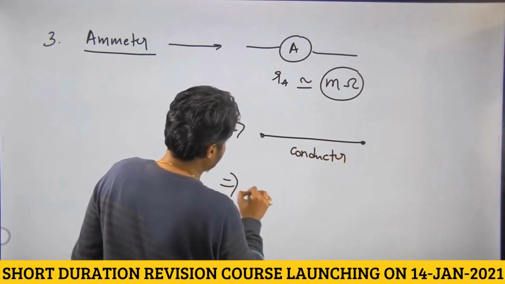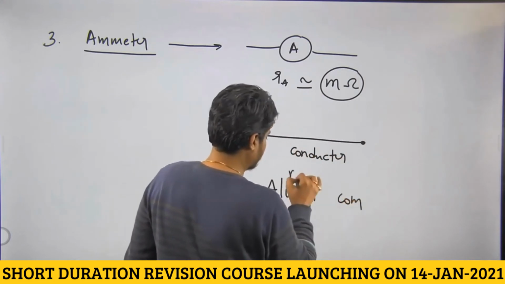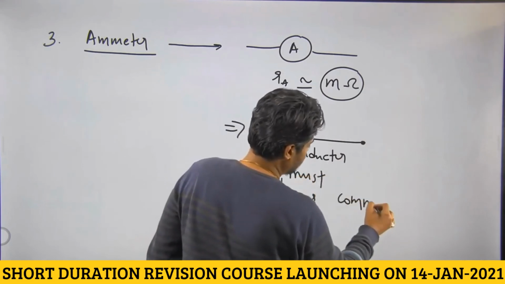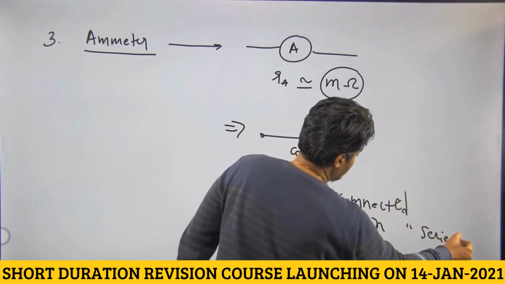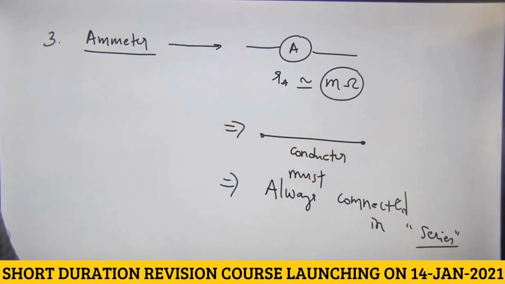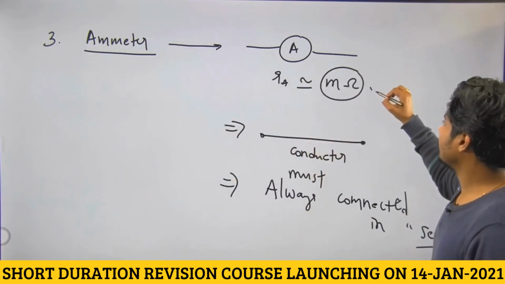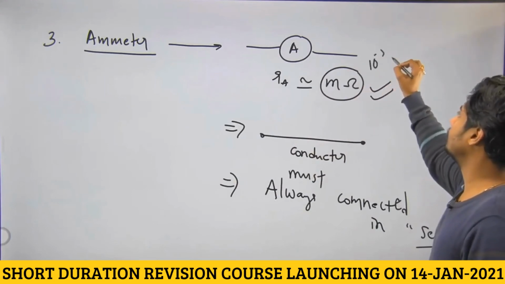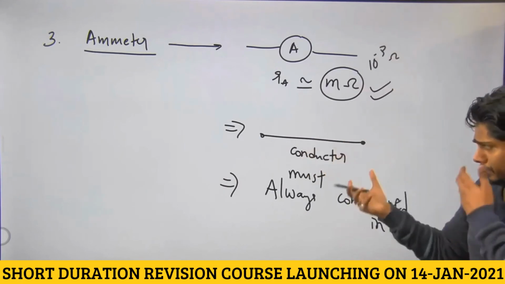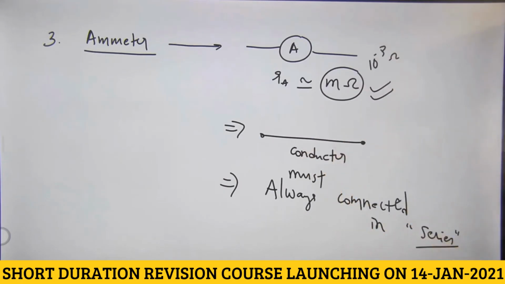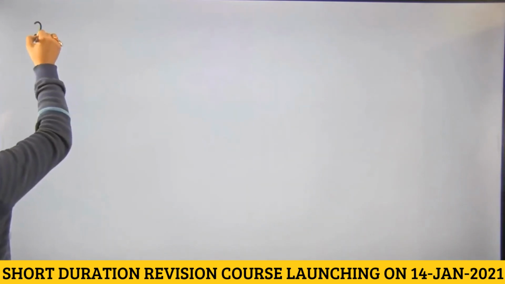so it must always be connected in series. You can never connect an ammeter in parallel, otherwise you will get a wrong measurement. Always connect the ammeter in series, because it has a very small resistance, milliohm means 10 raised to the power minus 3 ohm. So, always connected in series, and it behaves as a conductor. That is about the ammeter. Similarly, the voltmeter is just the opposite of it.